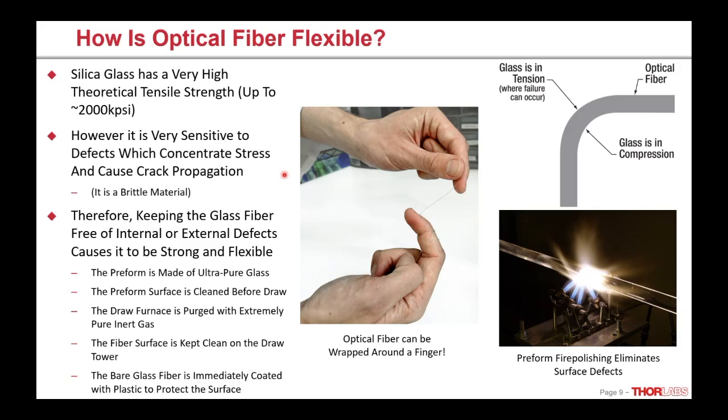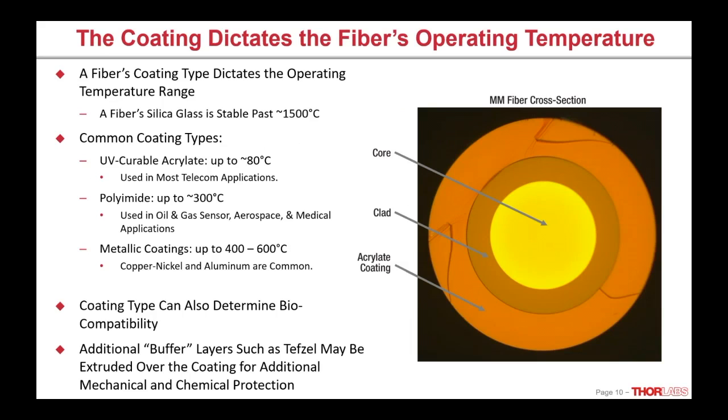The surface of the fiber as it comes out of the furnace is kept clean on the draw tower. And we immediately put that UV curable or other plastic coating on. That's why that's on the draw line, so that we cover up that perfect surface immediately and preserve it. In this way, we're able to create a glass fiber that's very, very flexible. The coating is what preserves the strength, but it does have some downsides as well.